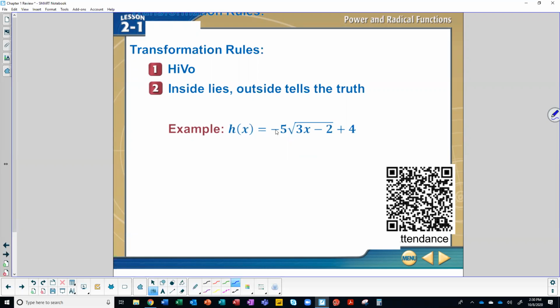Would you call this -5 times the square root, or would you say negative 5 times the square root? How would you read that? Negative 5. So if it's a negative, guess what it is? This is a reflection. Is it inside or outside? It's outside, which means vertical. If it's a vertical reflection, that means what was up goes down, what was down goes up. Which axis did we just cross over when I reflected that way? I'm going over the x.